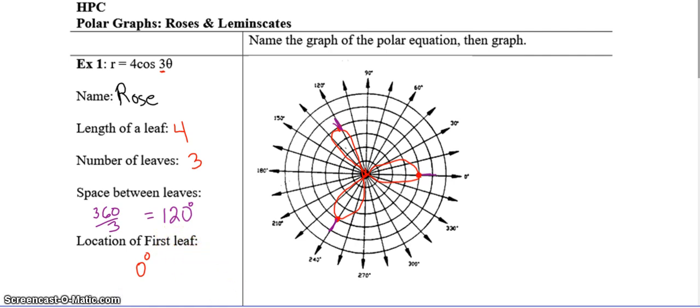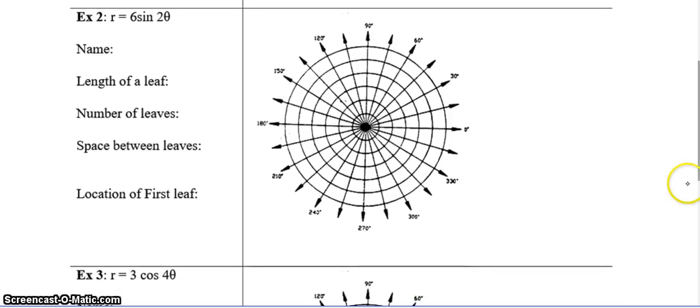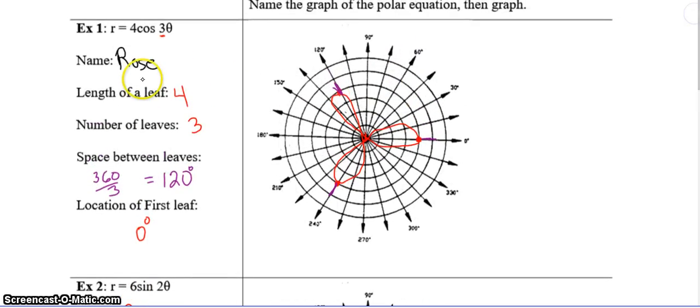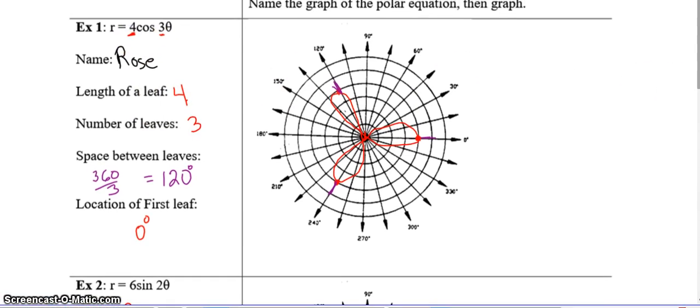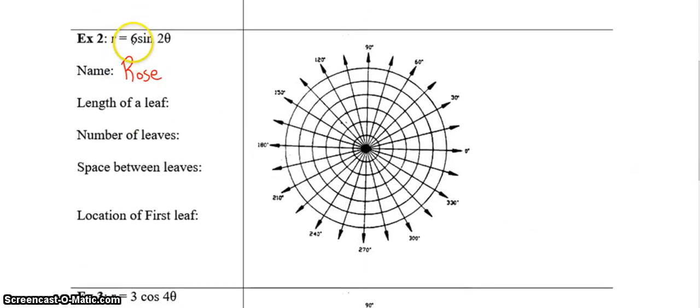Okay? So moving on to the next one. Taking a look at what we had before. This is still going to be a rose. No change there. Okay, now what about the length of the leaf? Well, up here, the length of the leaf was 4. Where do you think we get that from? Right there. There's your length of the leaf. And so down here, the length of the leaf, what's the coefficient? How many leaves?